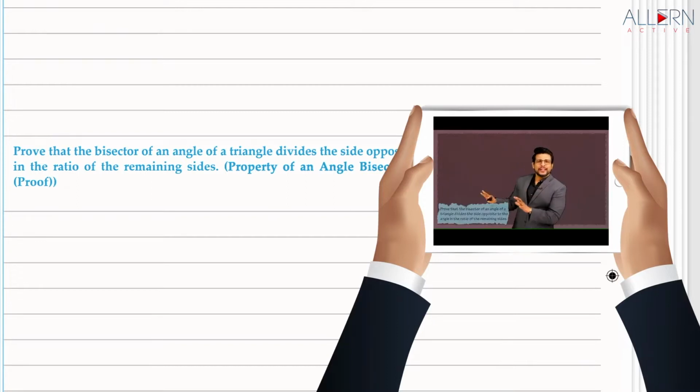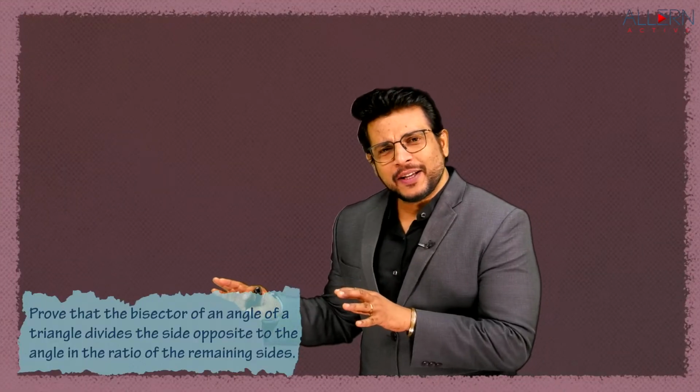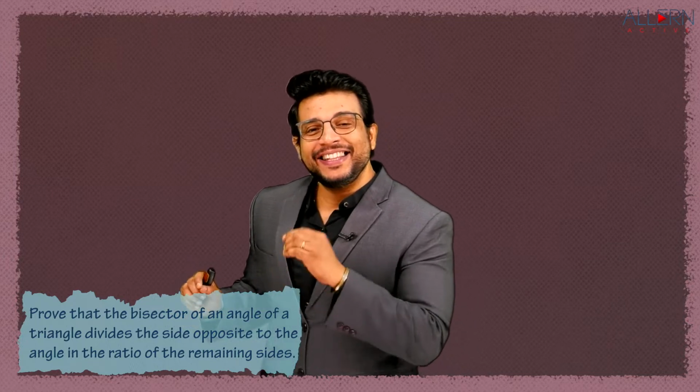Let's prove this particular statement. Now we are supposed to prove this. So first let's read the statement. What does the statement say? The statement says: prove that the bisector of an angle of a triangle divides a side opposite to the angle in the ratio of the remaining sides.